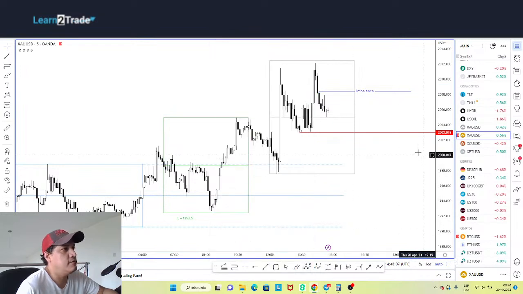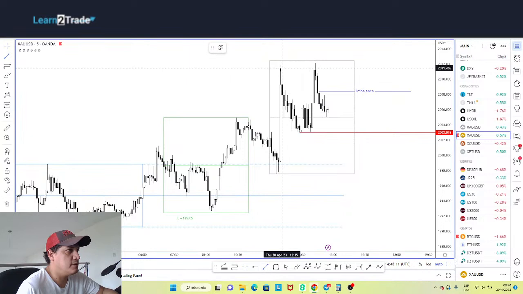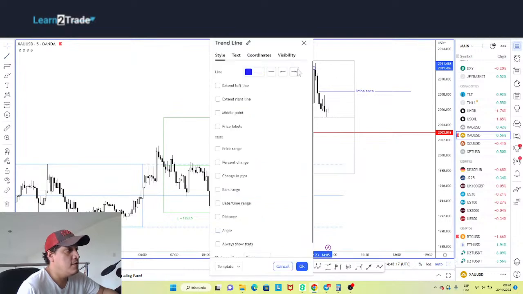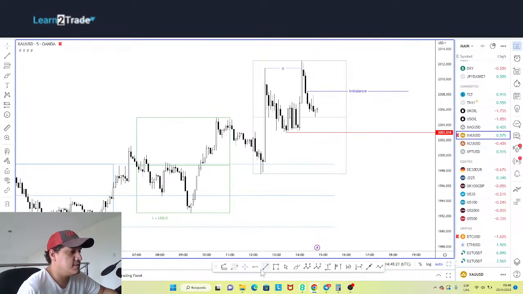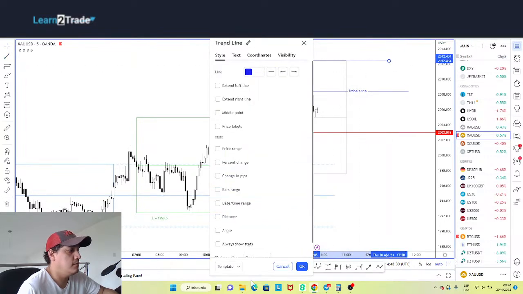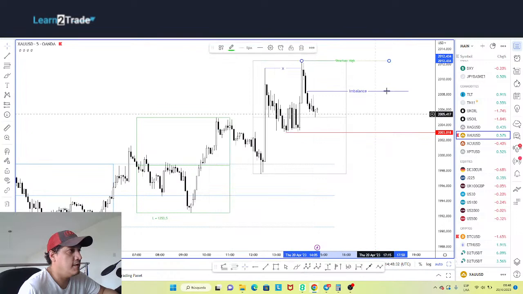Imbalance here, of course. That's the last. I'm just drawing the possible setup, not taking it yet. Even though I am short gold with the swing trading team, I'm not going to take this until the setup brews. Structure high.